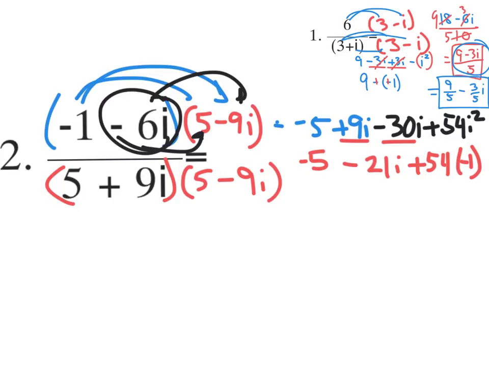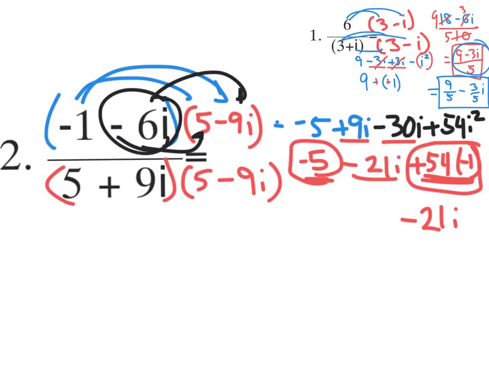On the top I have the negative 21i, which I want to write second because I want my imaginary part second. And I have negative 54 minus 5. Negative 54 minus 5 is going to be a negative 59. So I have negative 59 minus 21i. And that is the numerator. Okay, now for the denominator.